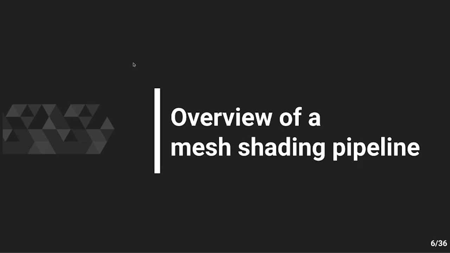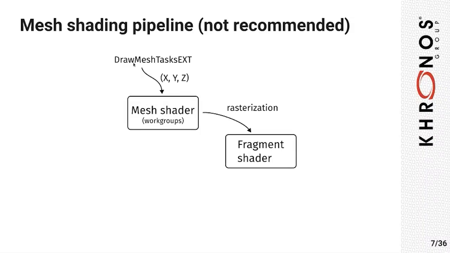How does this new pipeline look? This is a graphics pipeline. It's the same API that you had with the old one. But instead of using a vertex shader, tessellation, or geometry shader, you use a mesh shader. You're not allowed to mix the two. One pipeline can only have mesh and task shaders or the old shaders, but not both. This version is the simpler one: you have a mesh shader and a fragment shader. This is actually not recommended. You can do this, but you shouldn't.